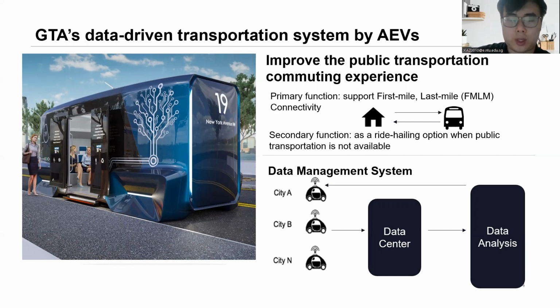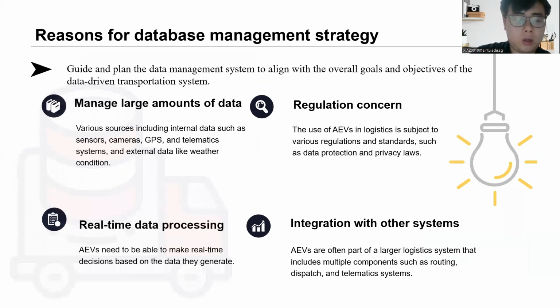Then the data management system is necessary to facilitate this transportation system. The system is used to collect, store, and analyze data generated from vehicles and also other sources, and use analyzed results to support the decision-making process, like the arrangements of the vehicles and also many other applications. So to build a data management system, we need a strategy to guide and plan for us to align with the overall goals and objectives of the data-driven transportation system.